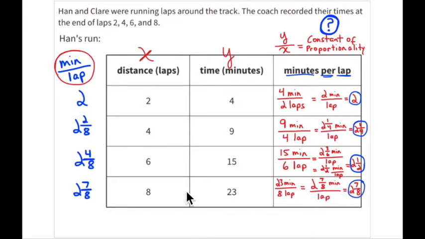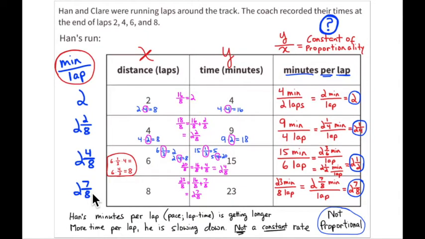So 23 divided by 8 after 8 laps, 23 minutes. That works out to be 2 7/8 minutes per lap. So if you really want to see how these are changing, one thing to do is to change them all to eighths. And so 2 1/4 is 2 2/8, 2 1/2 is 2 4/8, and then 2 7/8 is 2 7/8. And as a little bit of practice for working with fractions and developing more your sense of numbers, you might just show using arithmetic how to do that.